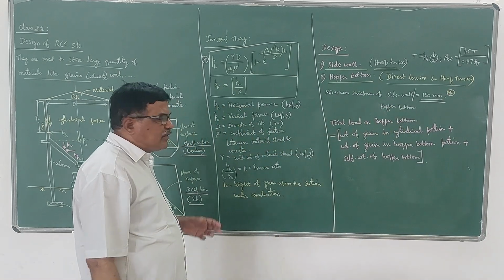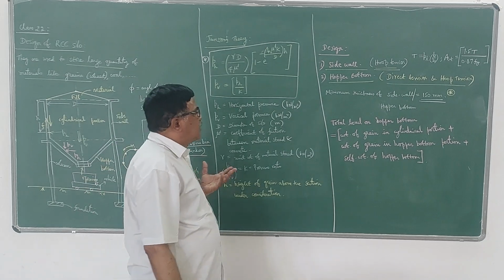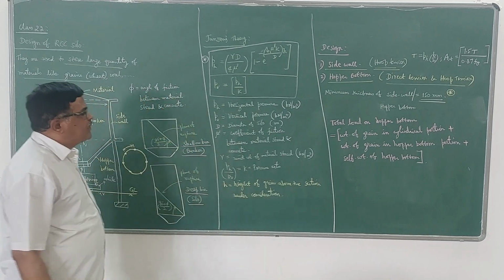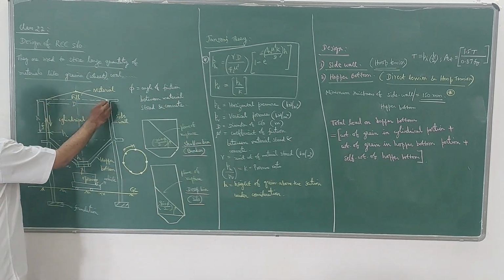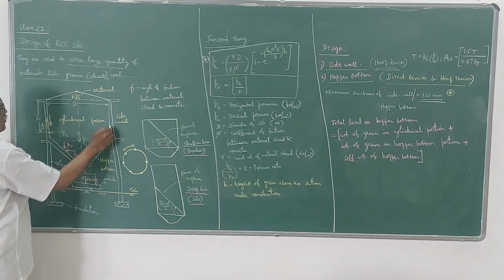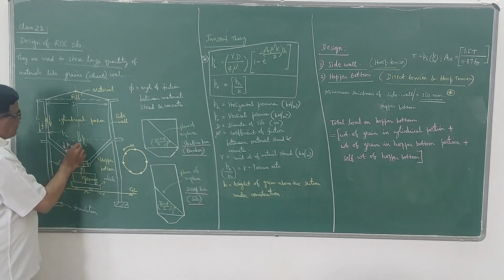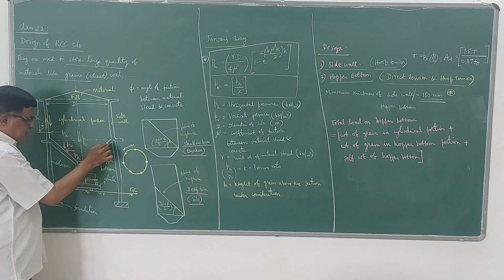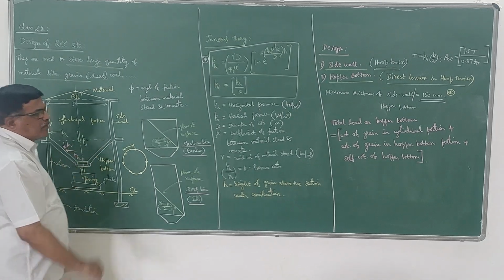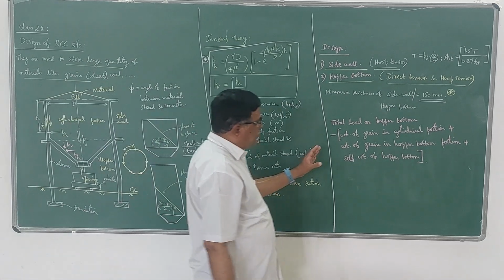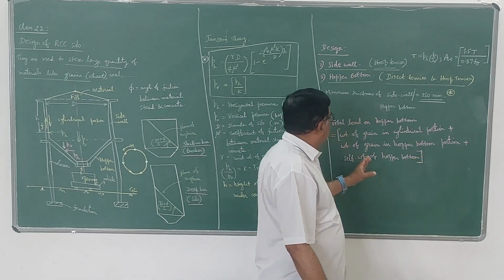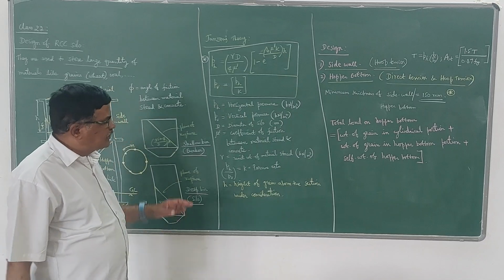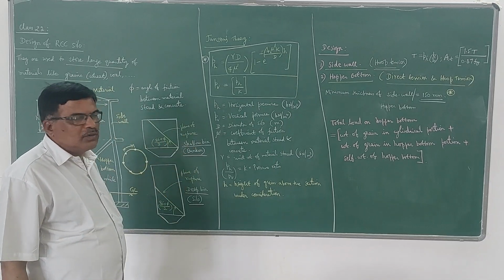And when you are calculating the load on the hopper bottom, the total load on the hopper bottom is given by weight of grain in the cylindrical portion. So this portion, whatever weight of grain is there in this portion, plus weight of grain in this hopper bottom portion plus self weight of the hopper bottom. So you have to take all these three, we have to add them, that will give the total load on the hopper bottom. So after getting the load, then we can do the design.